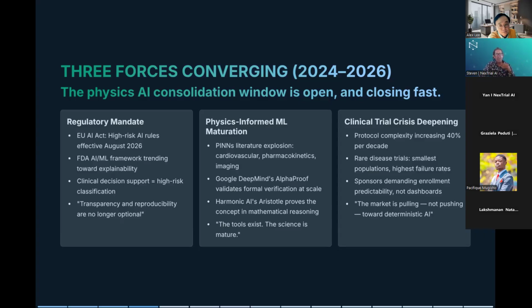Third, the market needs it, right? Protocol complexity keeps climbing. Rare disease is the fastest growing trial category. And sponsors are done paying for AI tools that output confidence scores that can't be submitted to a regulator, right? So these three forces are converging in a window between now and 2027. And whoever builds this infrastructure for the convergence owns that category.